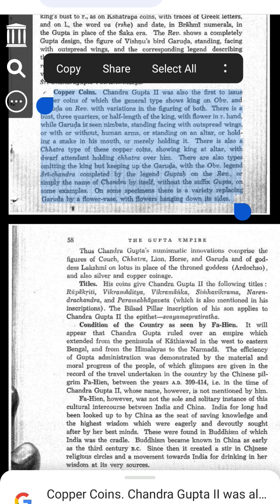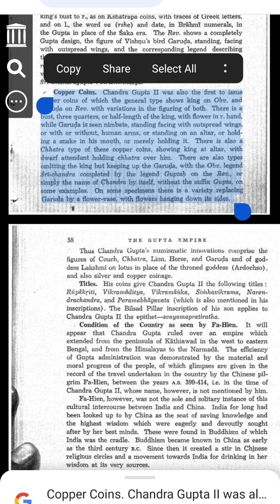Example, imagine a bird spreading its wings on a one rupee coin. Sometimes the bird has arms, sometimes not, but it is always the same bird. Similarly, Garuda was shown in different styles on different coins. Some copper coins had no king's image on the front, only the name Sri Chandra. The back of these coins had the word Gupta or sometimes Garuda. Some coins replaced Garuda with a flower vase with flowers hanging from its sides.